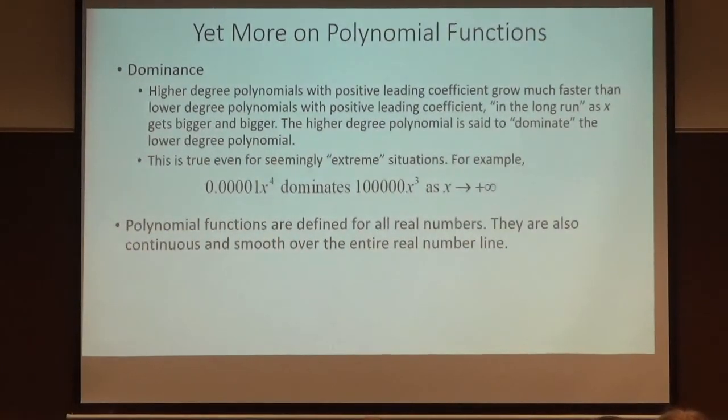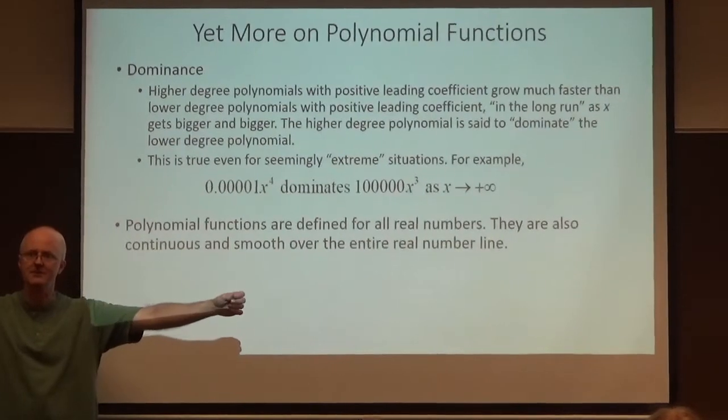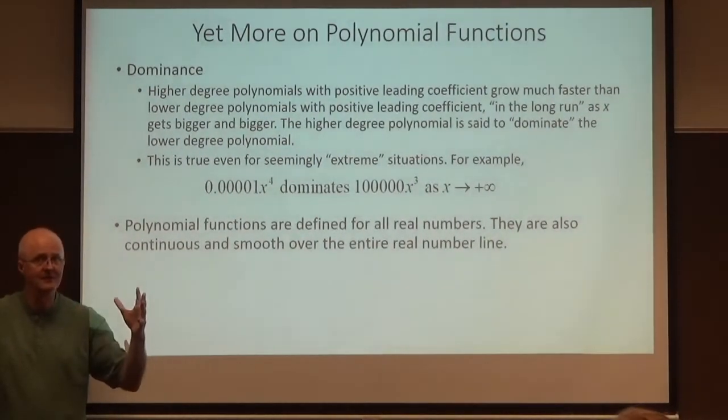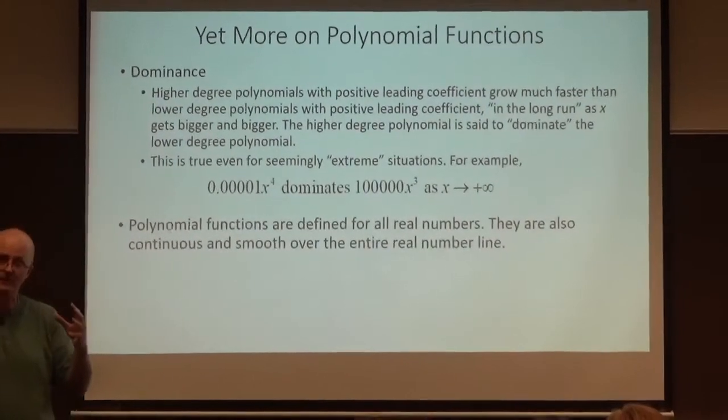They're defined for all real numbers. They also are continuous and smooth over the entire real number line. Okay? The domain is the set of all real numbers. The graph is continuous, no breaks in the graph, and smooth, no corners in the graph.